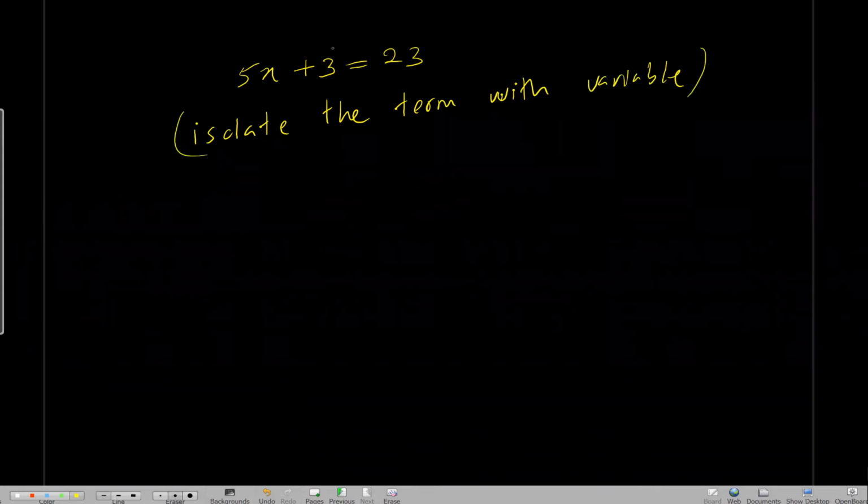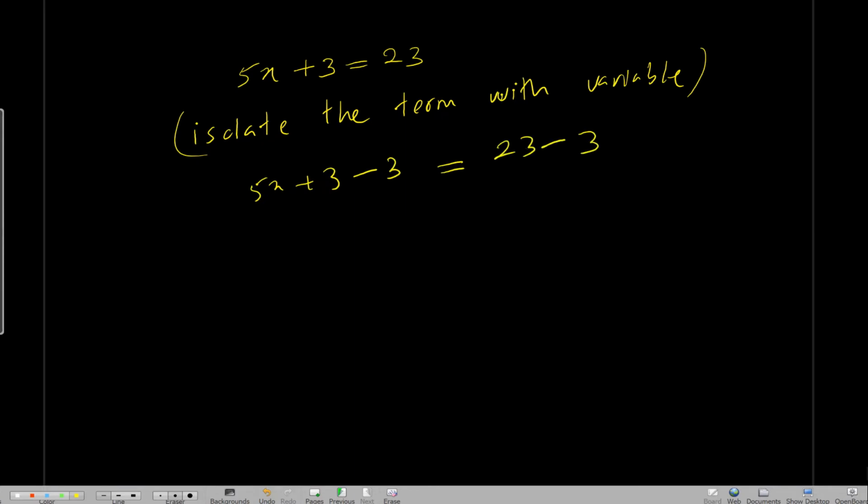So I don't like this 3. So what I need to do, 5x plus 3, subtract 3. If I do something to my left hand side, in order to balance that, I must do exactly the same thing to the right hand side. Otherwise, you cannot just subtract something and do nothing to the other side. You have to do the same thing. So I have 20 here. I have 5x here because 3 minus 3 is gone, 0.